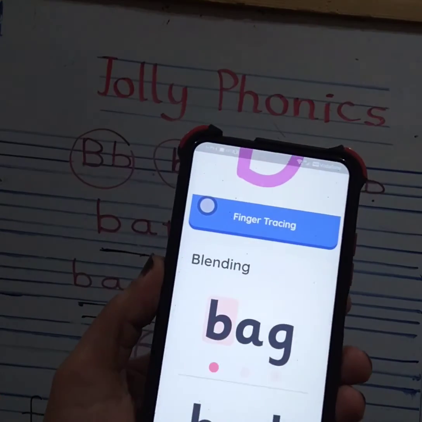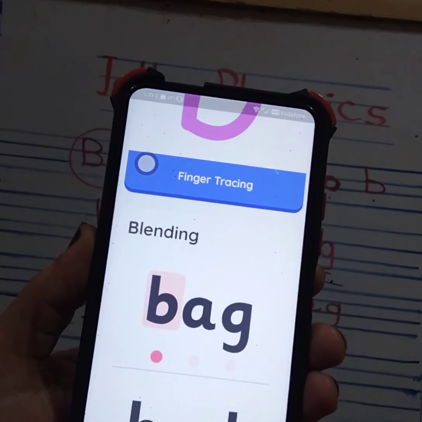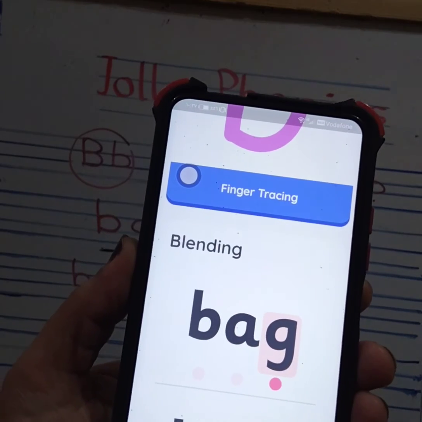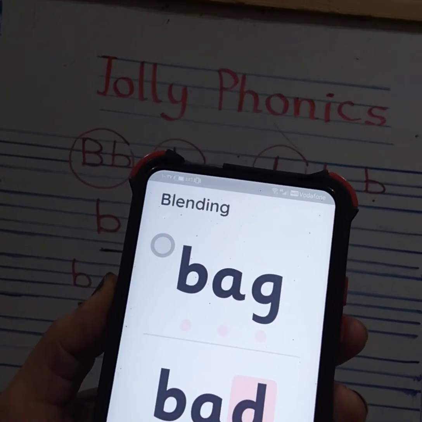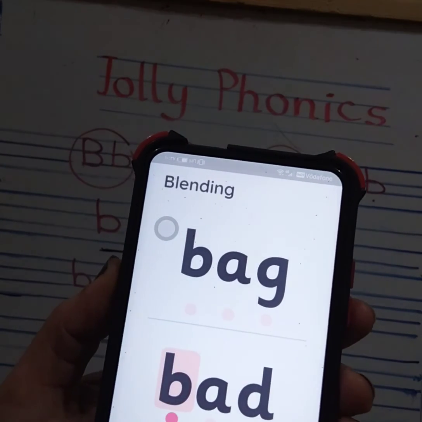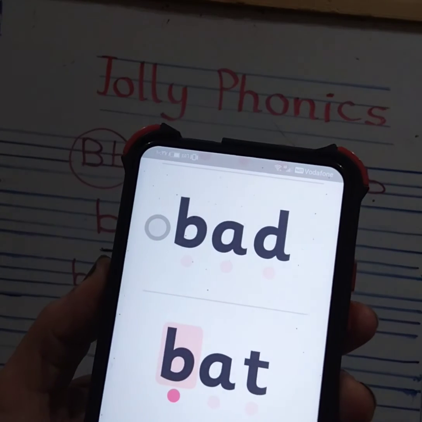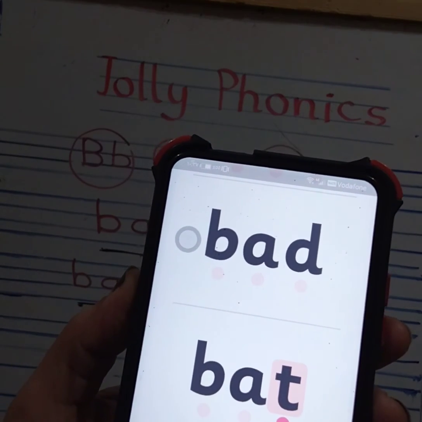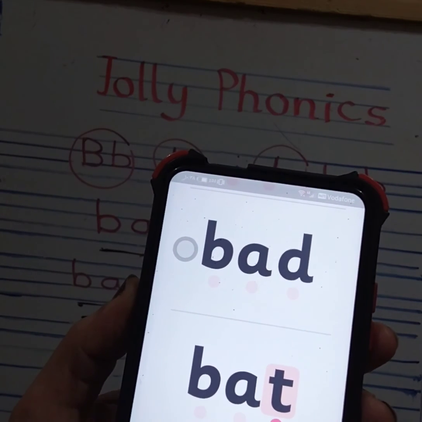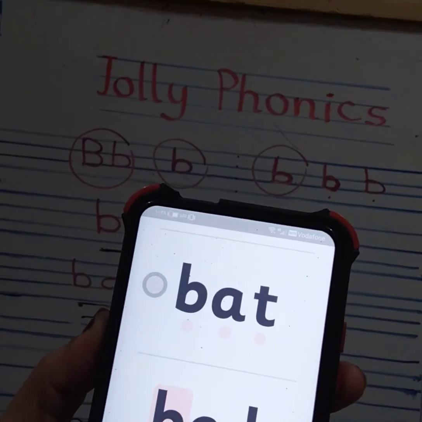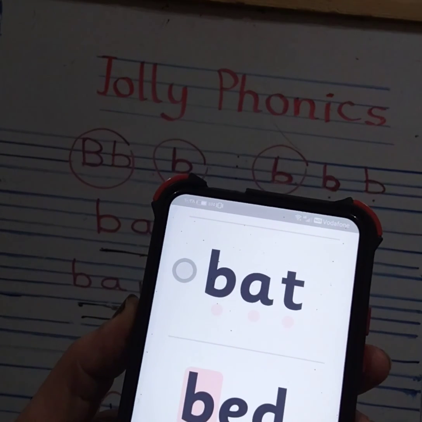Okay, let's read. B. A. G. Bag. Again. B. A. G. Bag. Okay. B. A. D. Bad. Another time. B. A. D. Bad. B. A. T. Bat. B. A. T. Bat. The last word. B. A. D. Bed.